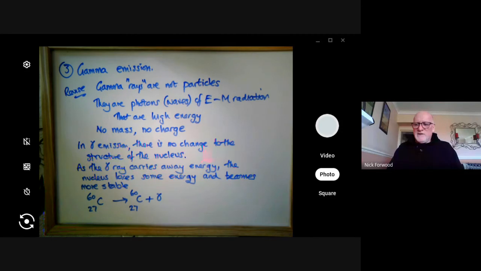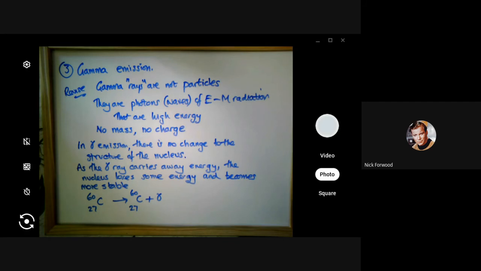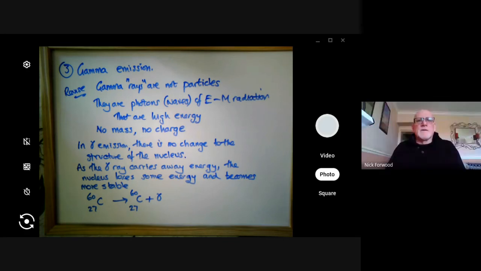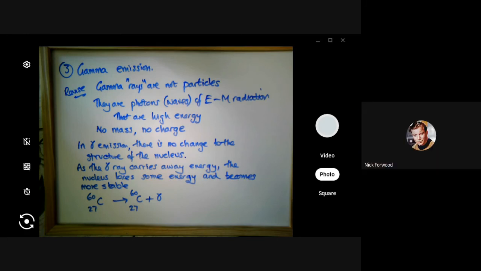Right, so that's covered everything in my title, so I'm going to stop there, and that's the end of this first bit of the nuclear reactions topic.